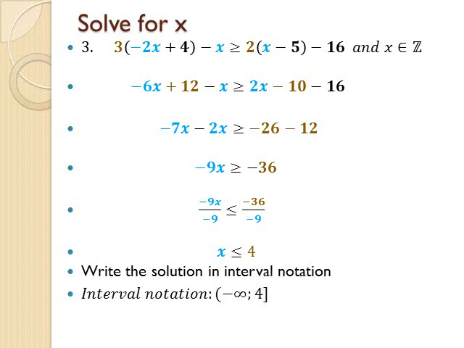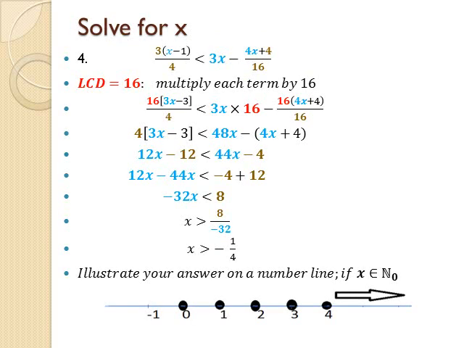Right? Let's look at number 4. So number 4, we have 3 times x minus 1 over 4 less than 3x minus 4x plus 4 over 16. Solve for x. So I assume you can see 4 can divide into 16. So my LCD is 16, meaning I'm going to multiply each term by 16.